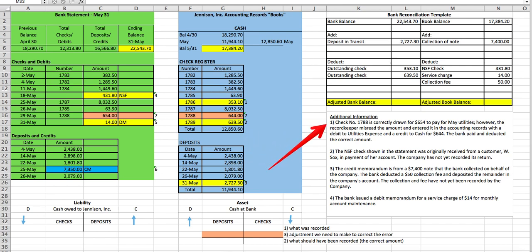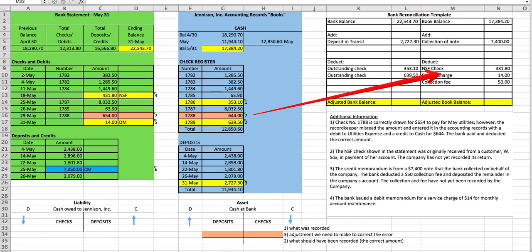So we need to look at our additional information. And here it says, check number 1788 is correctly drawn for $654. So $654 is the correct amount. However, the record keeper wrote the wrong number down and put $644 in the cash account instead. So we have to go through this 3-step process to figure out how we correct this error. So first of all, we know that because our accountant made the error, it's going to go on the book side, but we don't know if it's on the add side or if it's on the deduct side.